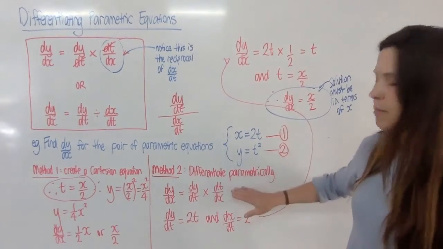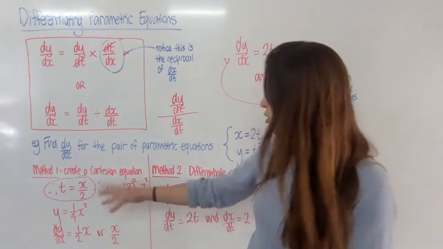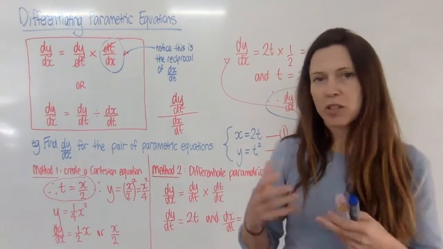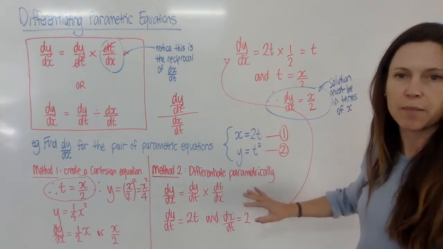But knowing this other method could be really important if once you've made your Cartesian equation, you get something in terms of x that you actually just don't have the skills to differentiate. And this could turn out to be much, much simpler.